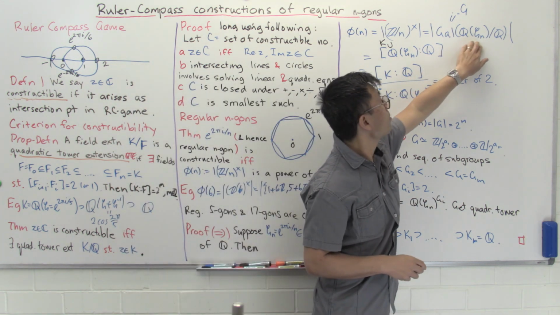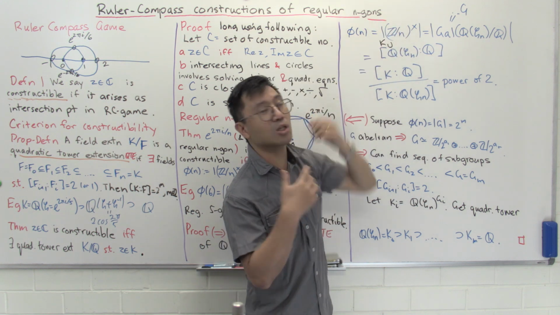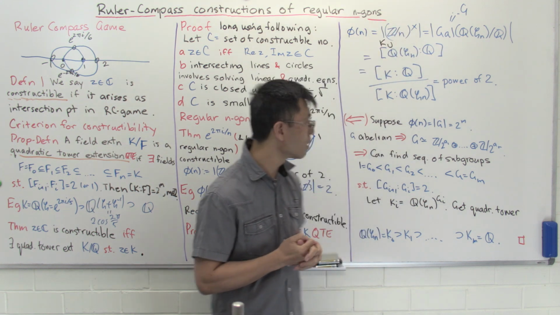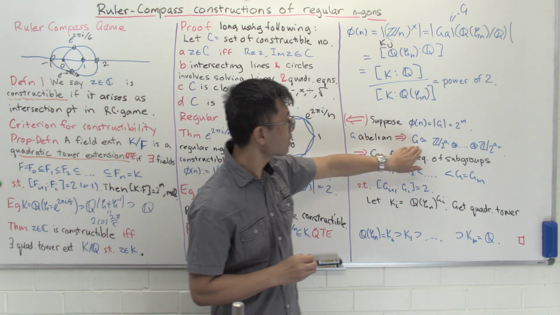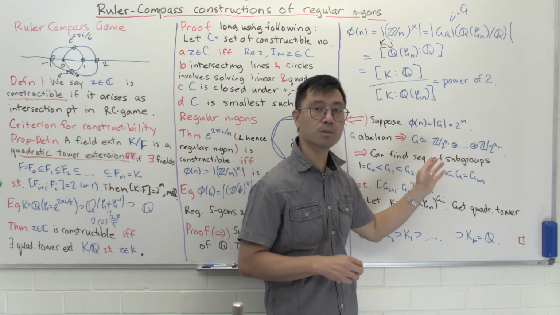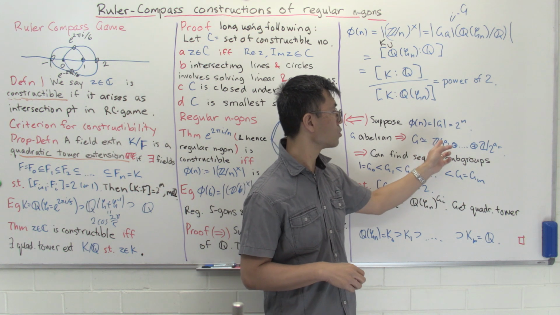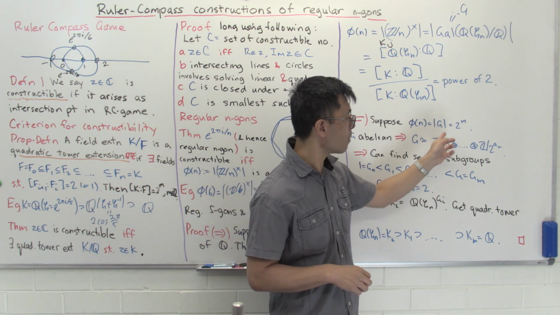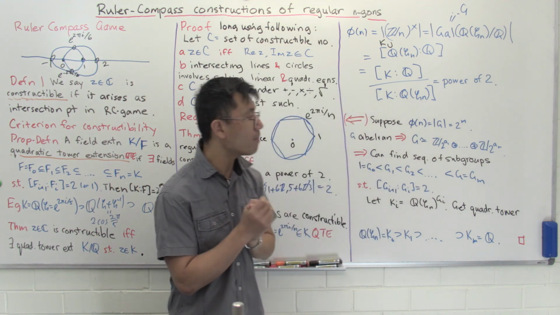So this Galois group, remember, is this unit group, and in particular it's a commutative group, it's abelian. So you can now write this as a direct sum of cyclic groups, and each of these cyclic groups has the form Z mod 2 to some power. That's just some abelian group theory.